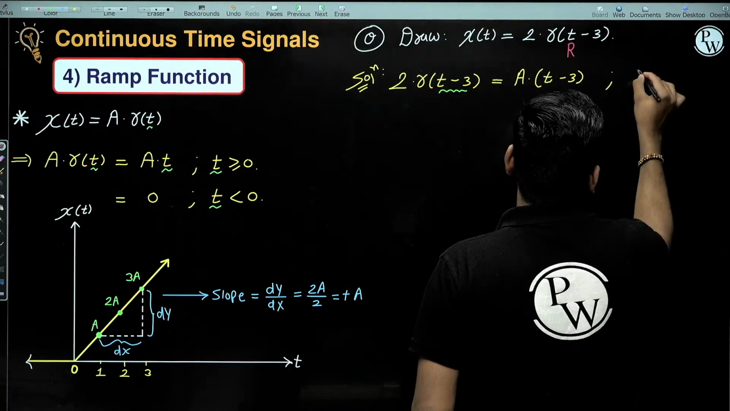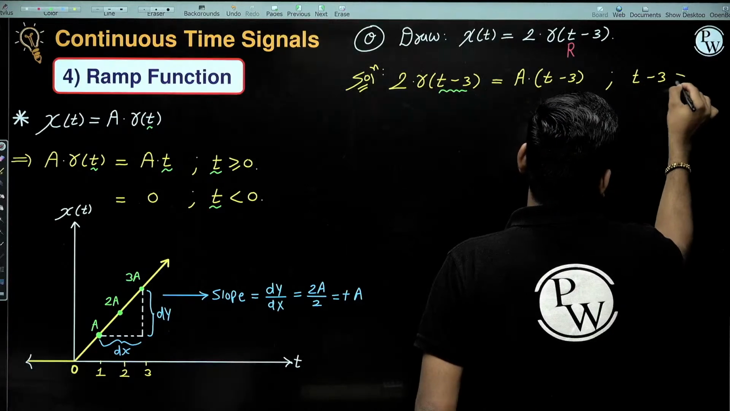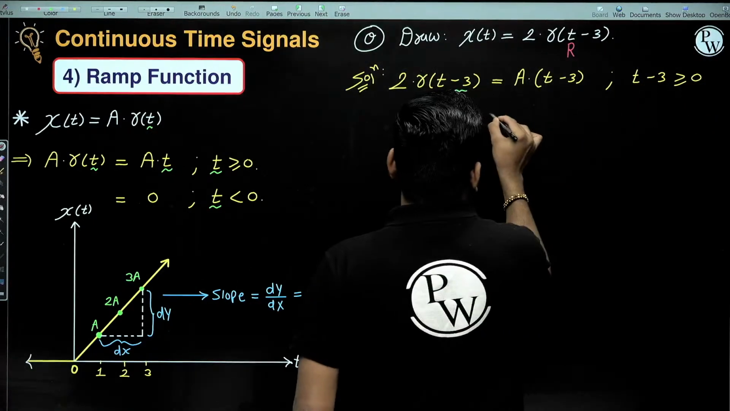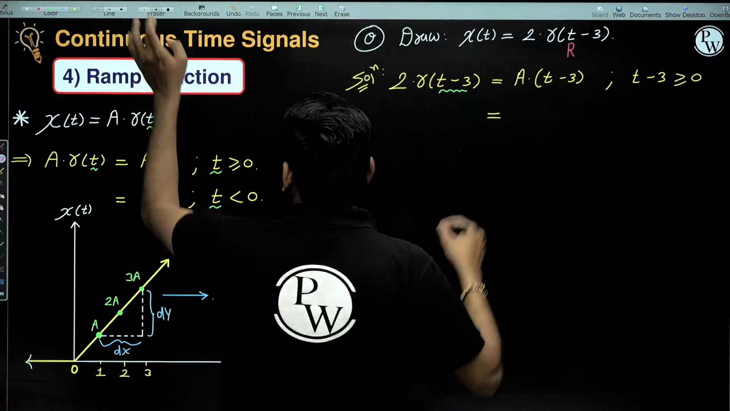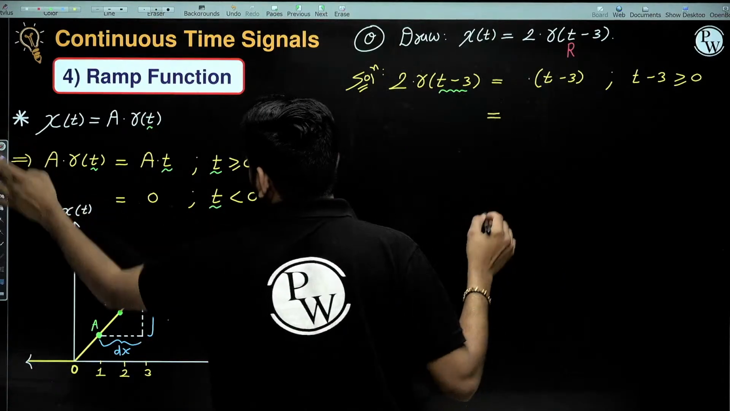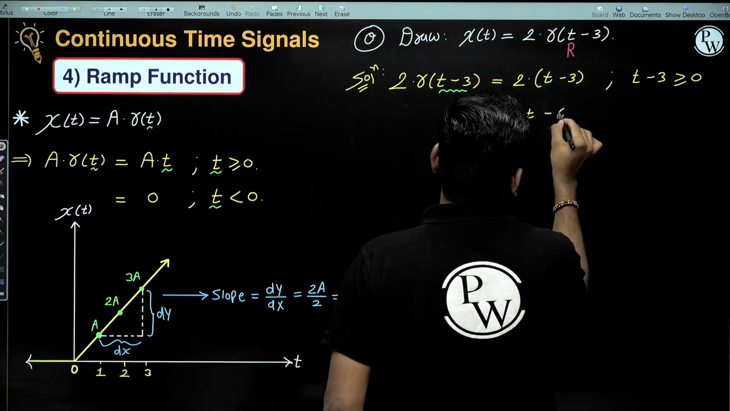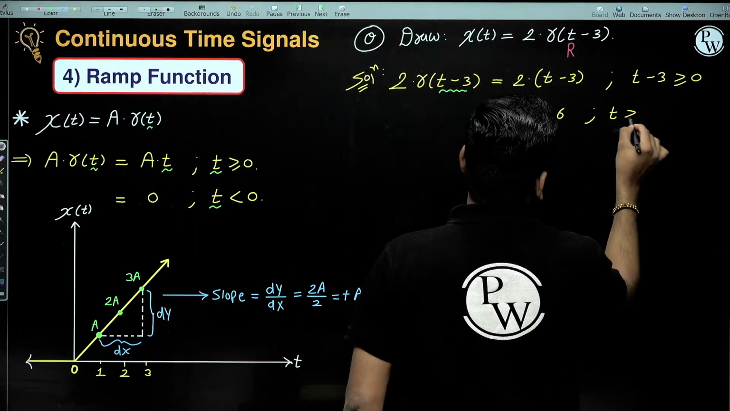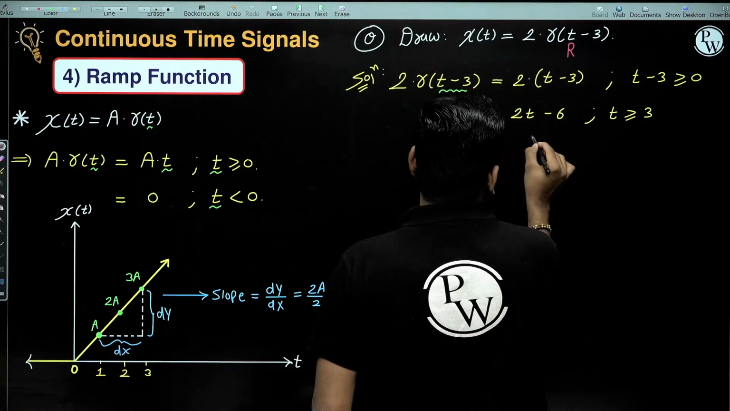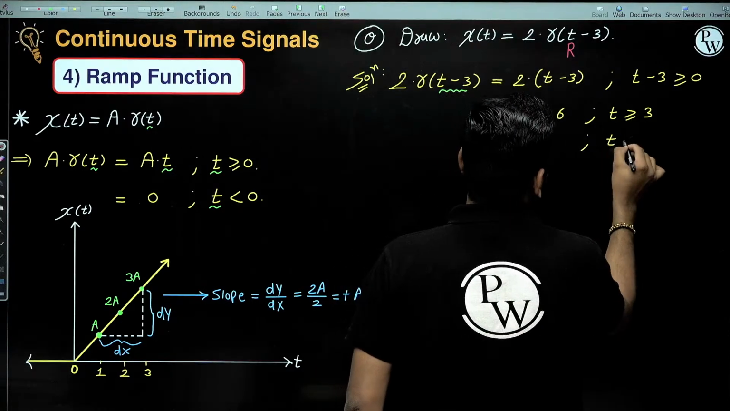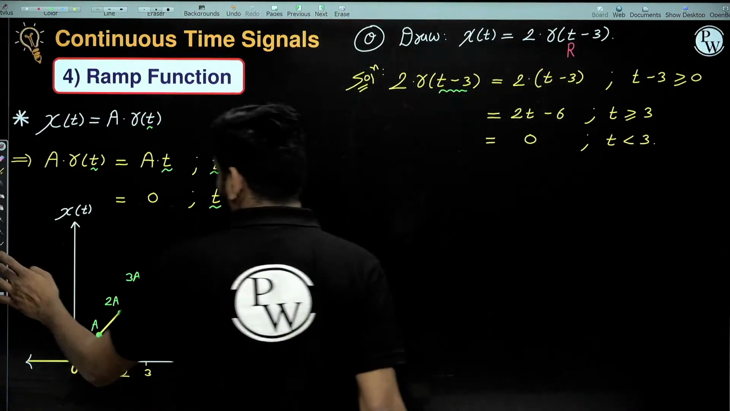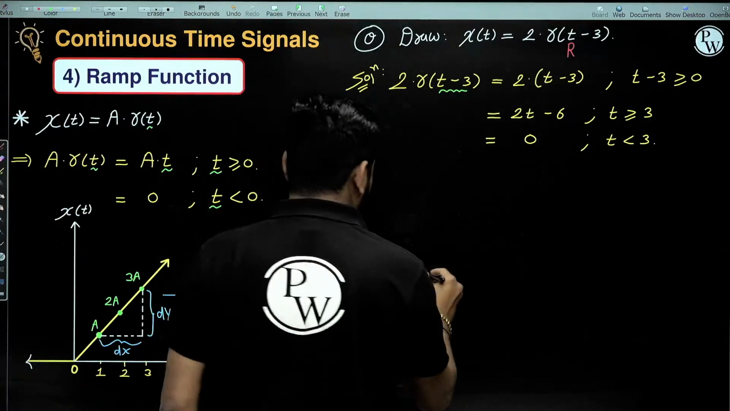So here also t becomes t minus 3 greater than or equal to 0. Now instead of a, here the value of a is 2 guys. So it will be 2t minus 6 for t greater than or equal to 3, and it is 0 for t less than 3 guys. Okay, so let us draw this.